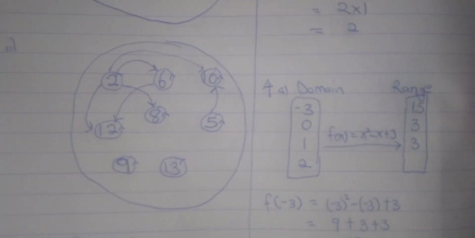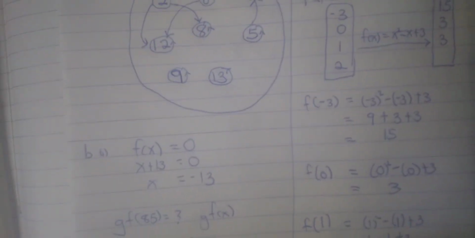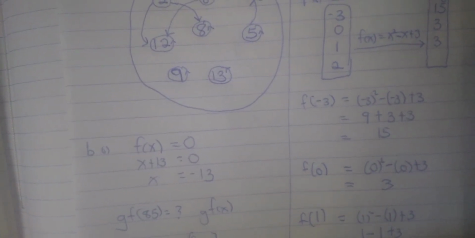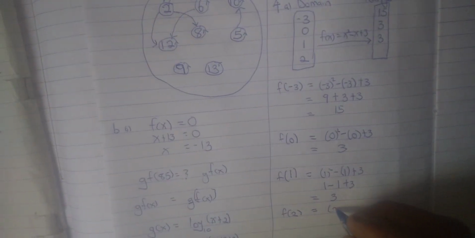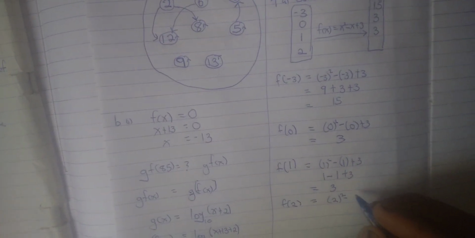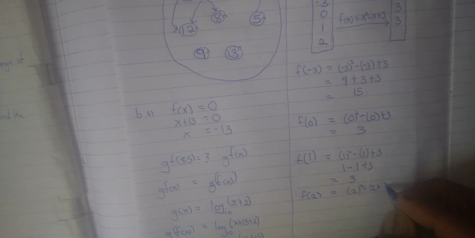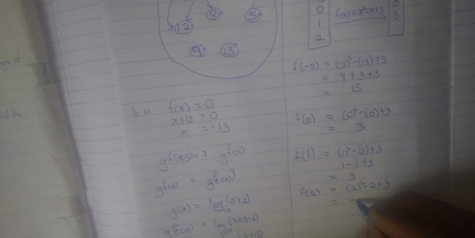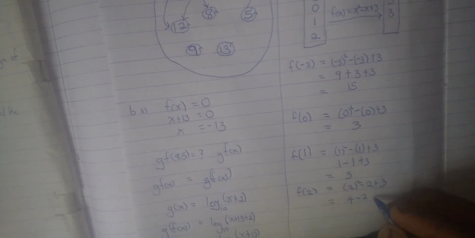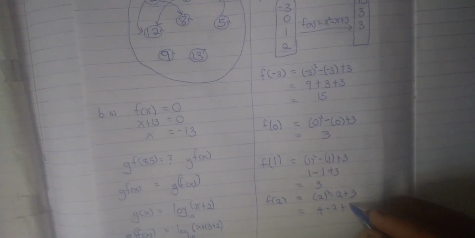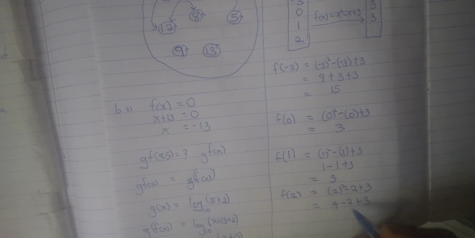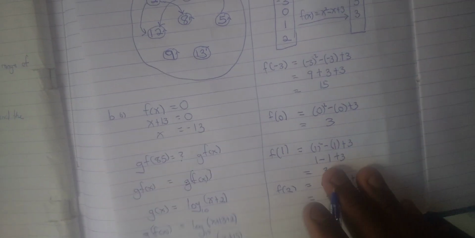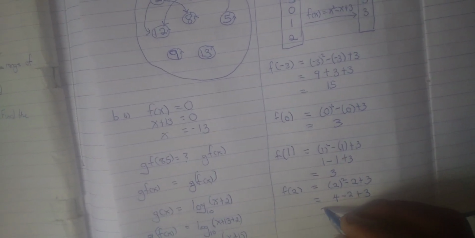Then f of 2 was given as 2 squared minus 2 plus 3. So this is 4 minus 2 plus 3. So this is 4 minus 2, which is 2, plus 3. We come to 5.